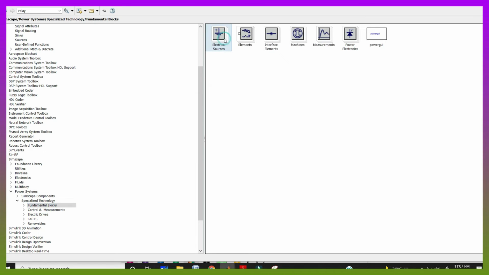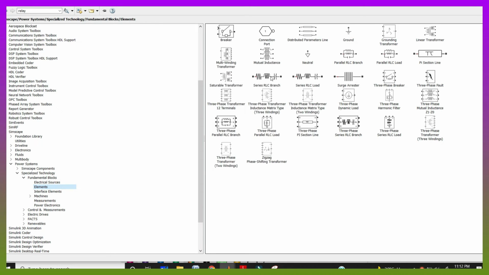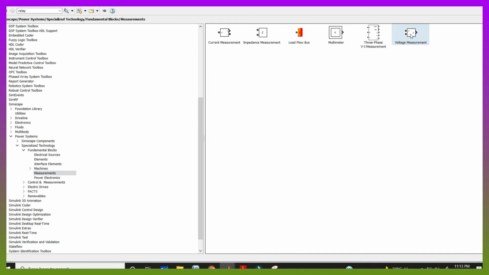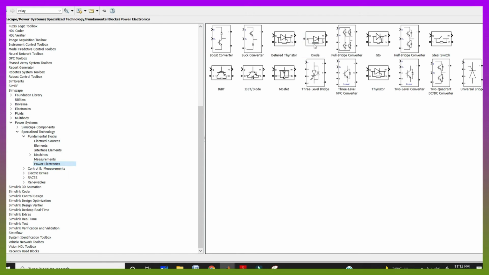In electrical sources we have the single phase AC voltage source, take it as a grid, and take the RLC branch in elements and also take the ground, we also need that, right? And go to measurements, take the voltage measurement and current measurement to measure the voltages and currents. They will act like an ammeter and voltmeter. And go to power electronics, take a diode, we also need a diode, and we also need 5 switches, so take IGBT with anti-parallel diode. Here you will get that one.